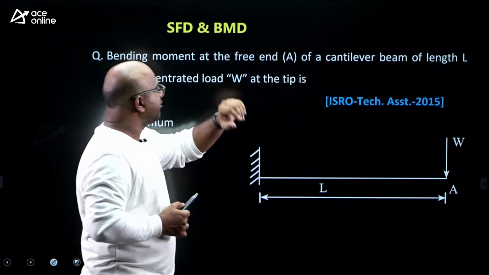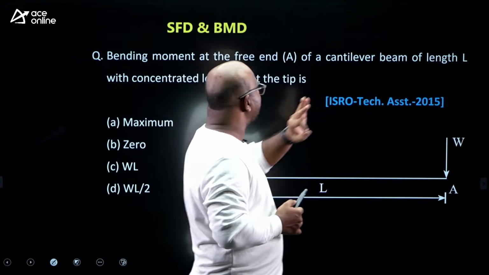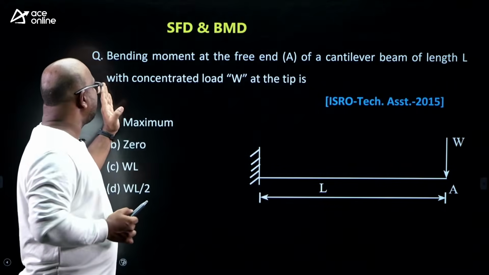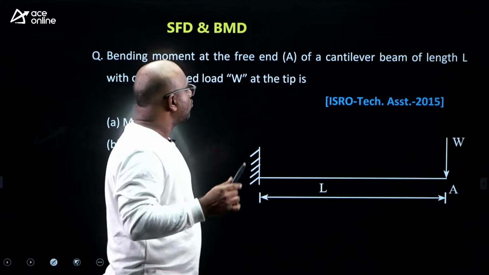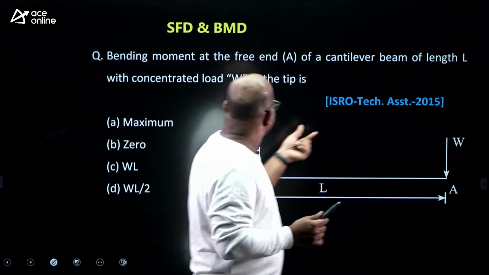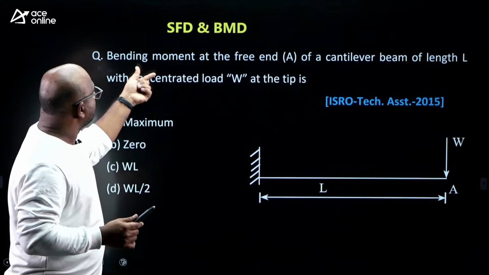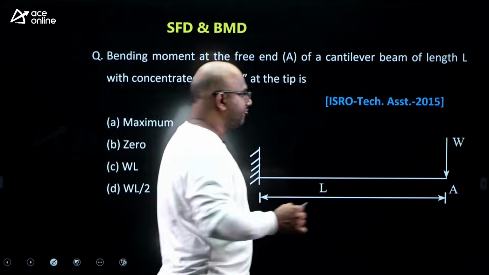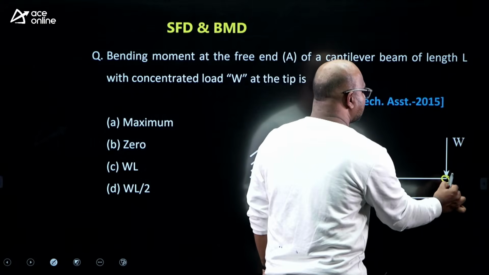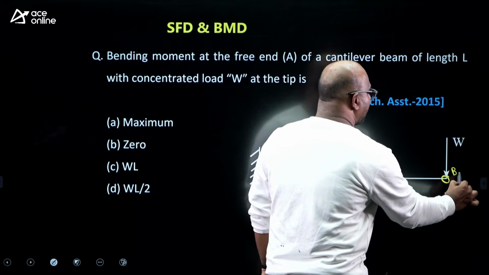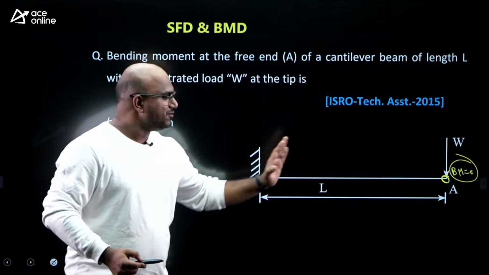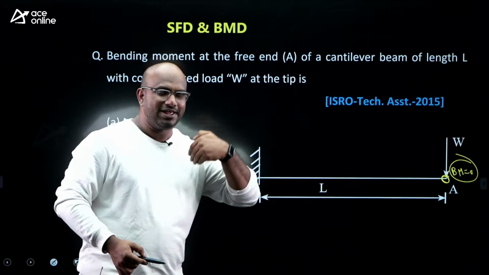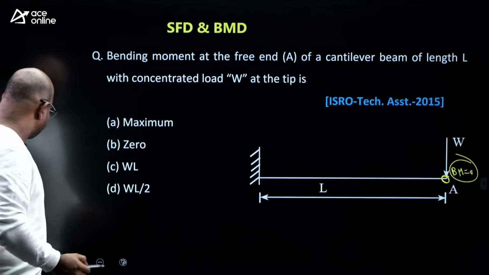The bending moment at the free end of a cantilever beam of length L with a load W at the tip is how much, guys? Without second thought, at the free end the bending moment equals 0. At the fixed end I get W into L, the maximum bending moment itself.